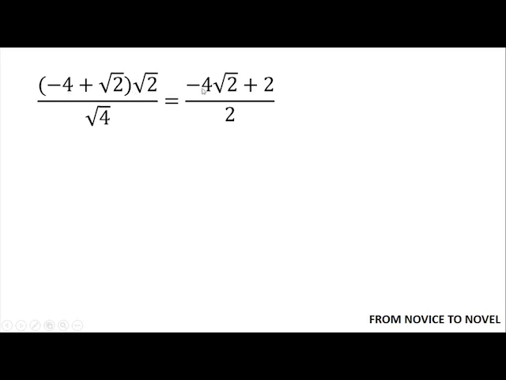Minus 4 times root 2 is minus 4 root 2. Root 2 times root 2 is root 4. And root 4 is what? 2. That's how we're having 2. Root 4 here also is what? 2. That's how we're having 2.